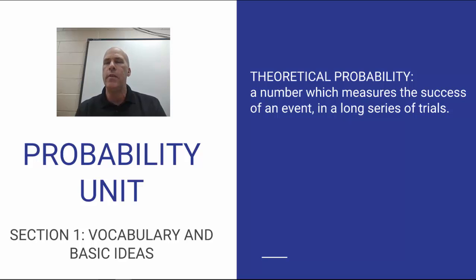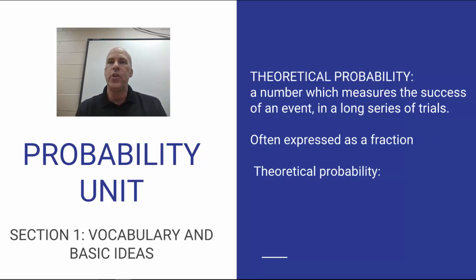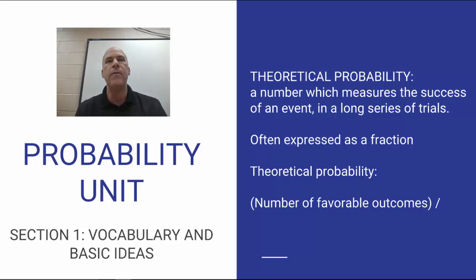And the way we compute it is with this fraction. We start with the number of favorable outcomes in the numerator, and in the denominator we want the number of total outcomes. So if we can count the number of favorable and the number of total, we can come up with theoretical probability, and this is why writing out the sample space is so important and useful here.